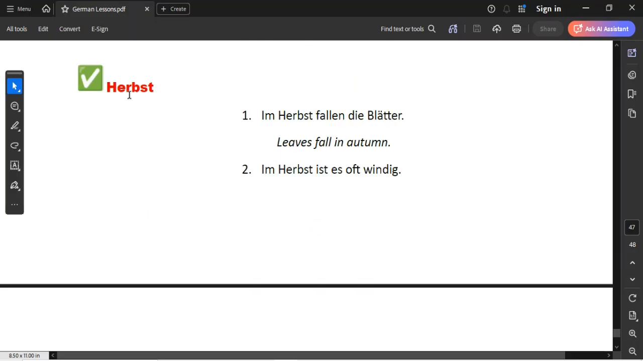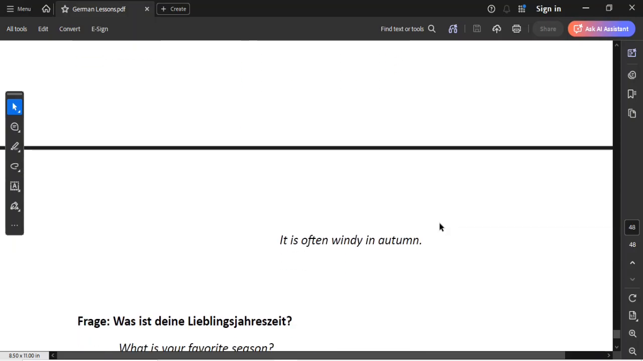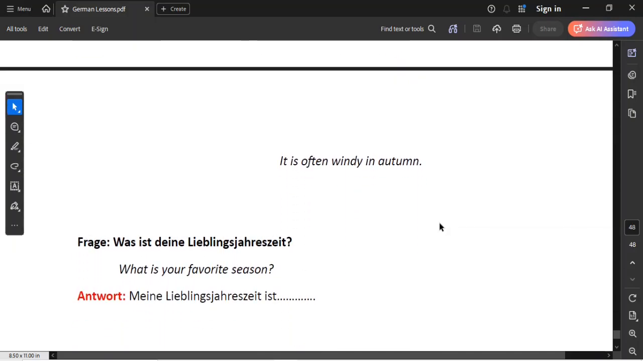The last one is der Herbst. Remember, this is autumn. And I have some examples for you. Im Herbst fallen die Blätter. So leaves fall in autumn. The example number 2, we have Im Herbst ist es oft windig. So that means it is often windy in autumn.